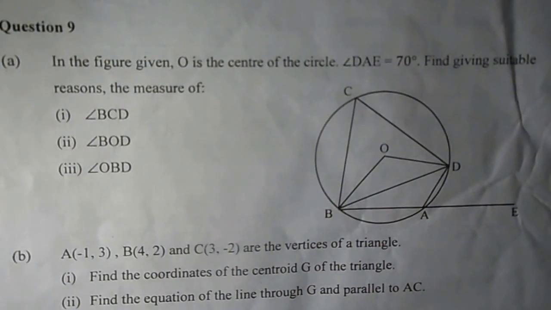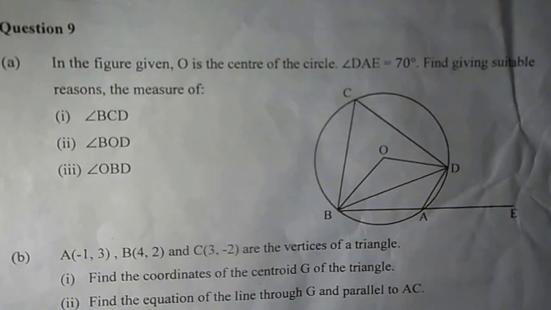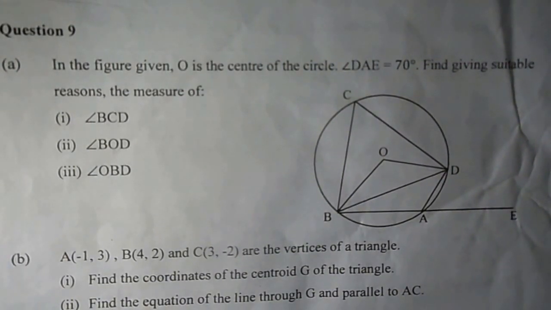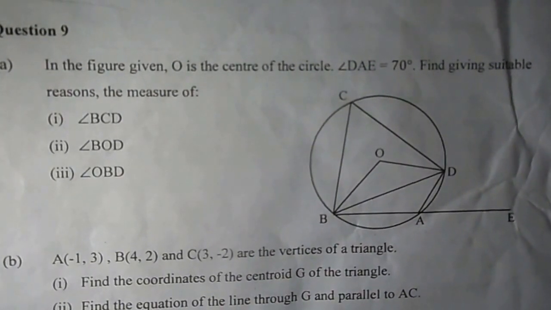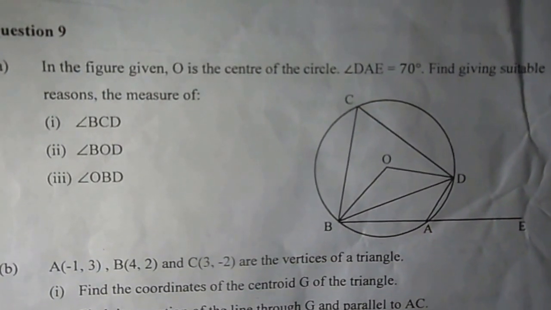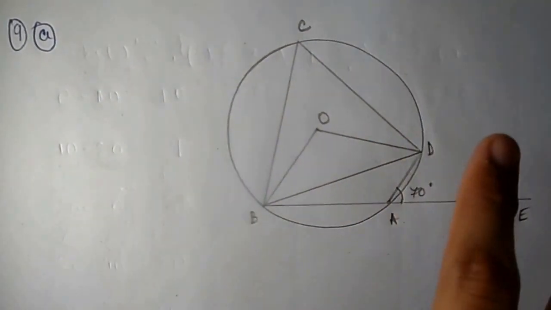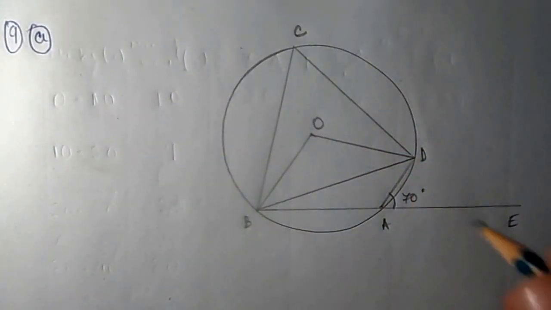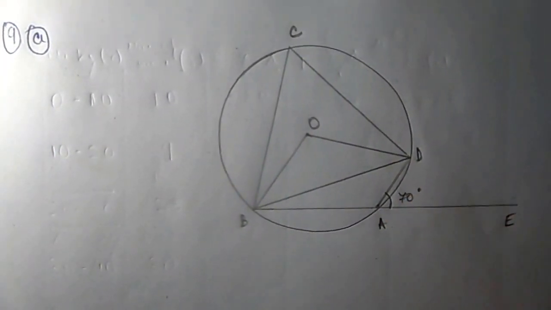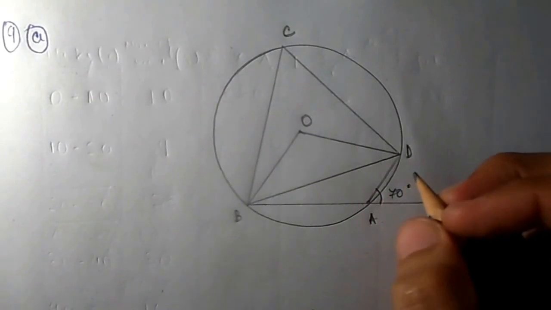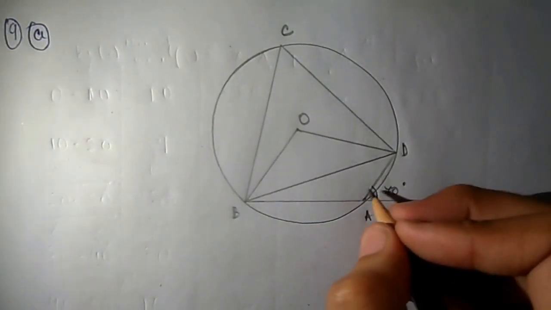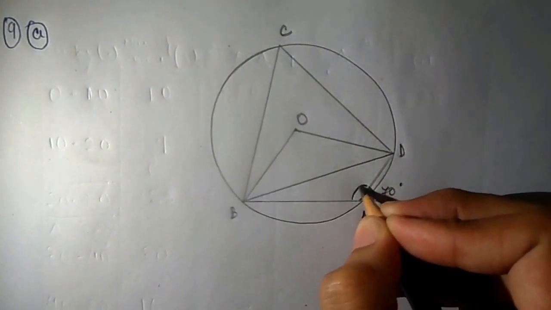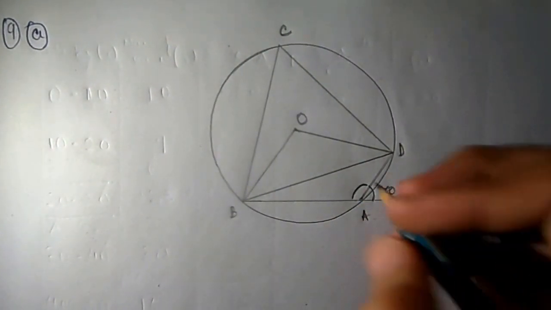Question number 9a. In the given figure, O is the center of the circle, angle DAE equals 70 degree. Find, giving suitable reasons, the measure of number 1 angle BCD, number 2 angle BOD and number 3 angle OBD. So I've already made the figure for you. This is the figure. We have been given that angle DAE equals 70 degree. Now first of all, let's find some angles. Now as you know, a line is 180 degree. Therefore this angle will equal 180 minus 70 degree.